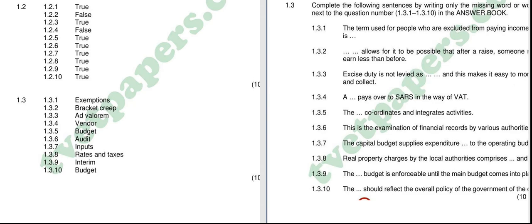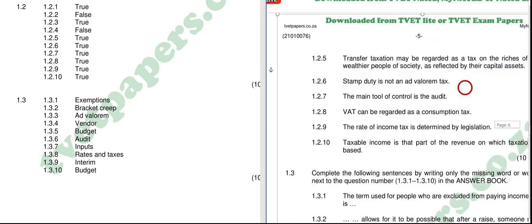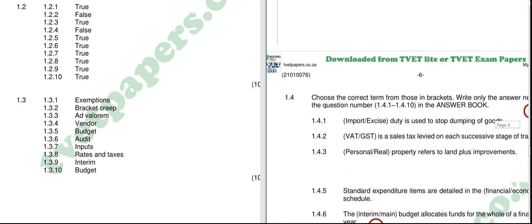And of course we do have a continuation in terms of our question paper, so we can try to go to the next question that we have, which is obviously going to be 1.4.